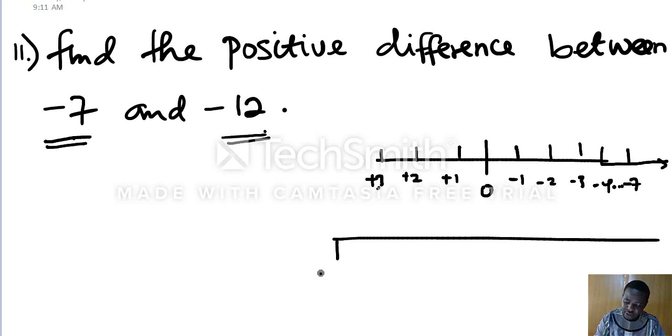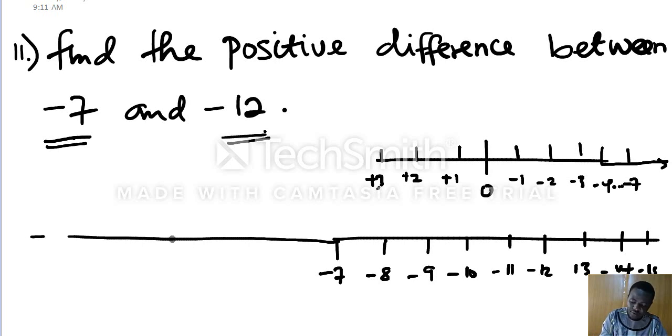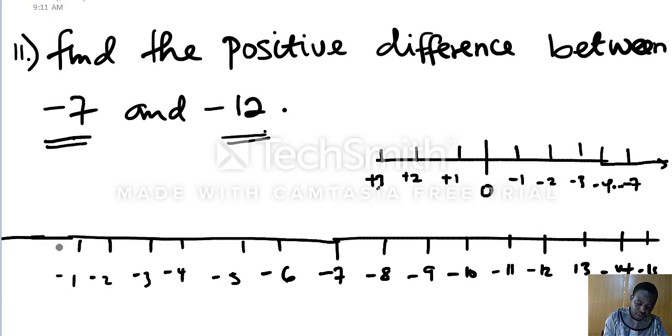This is minus 7, you have minus 8, minus 9, minus 10, minus 11, minus 12, minus 13, minus 14, minus 15. Okay, now before this you have minus 6, minus 5, minus 4, minus 3, minus 2, minus 1. This is 0 and this is 1.